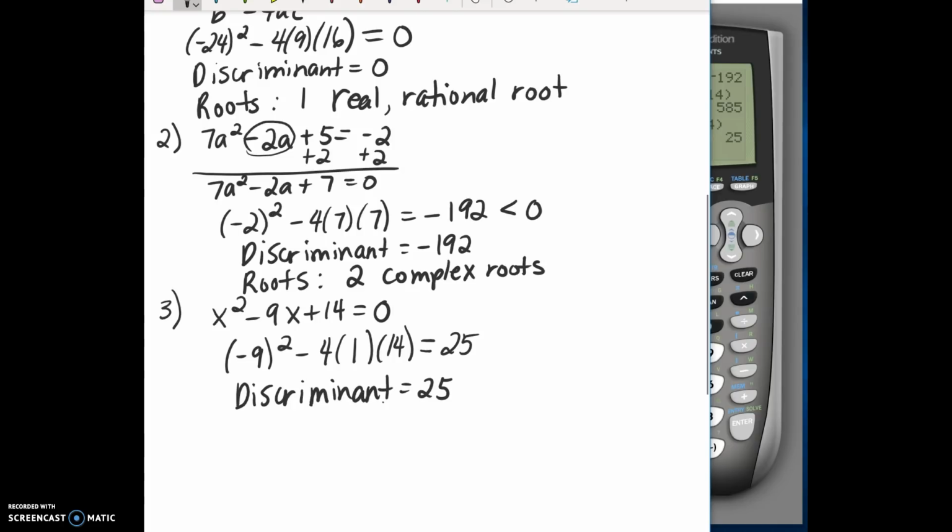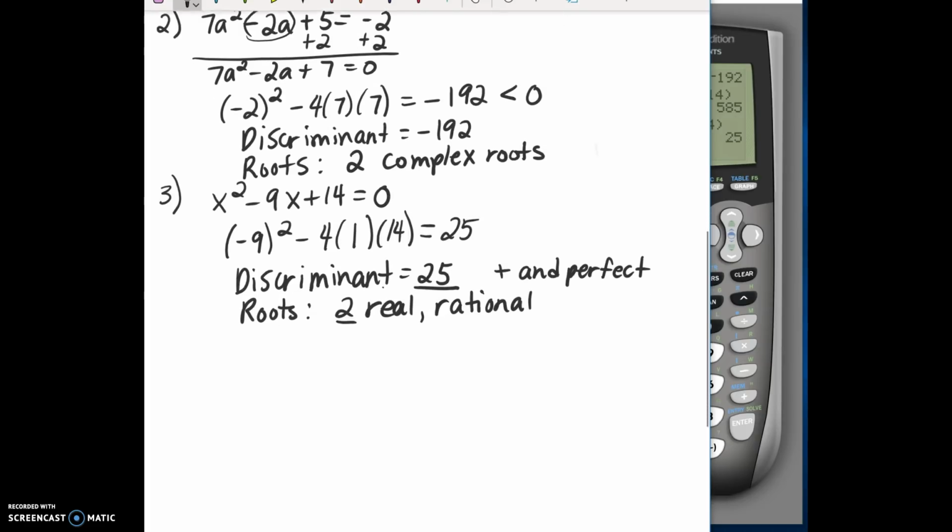Now that is a perfect square. It's positive and perfect. You don't need to write this down. I'm just writing this for notes purposes because that tells you for your roots, you're going to have 2 real rational. So anytime you get a number here, it's 2. The only time that it's 1 is when you have 0, now that we've seen a few examples.